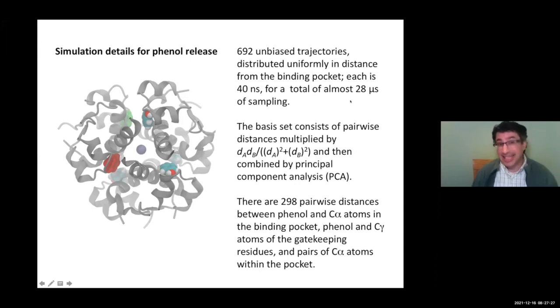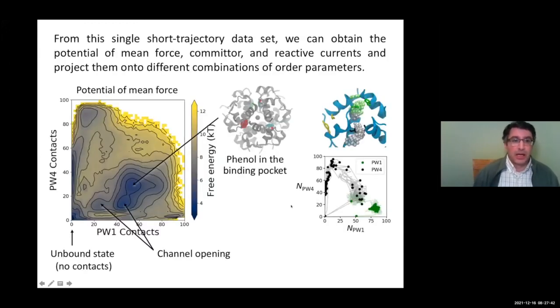Again, actually not that much when you think about it. So it's pretty economical. We use a basis set similar to the one that I showed you before, except now we're working in a somewhat larger space of almost 300 pairwise distances. All right. So now we can apply our method. We can compute potential of mean force, reactive current, and committer. I'm going to show you each one of those in turn.